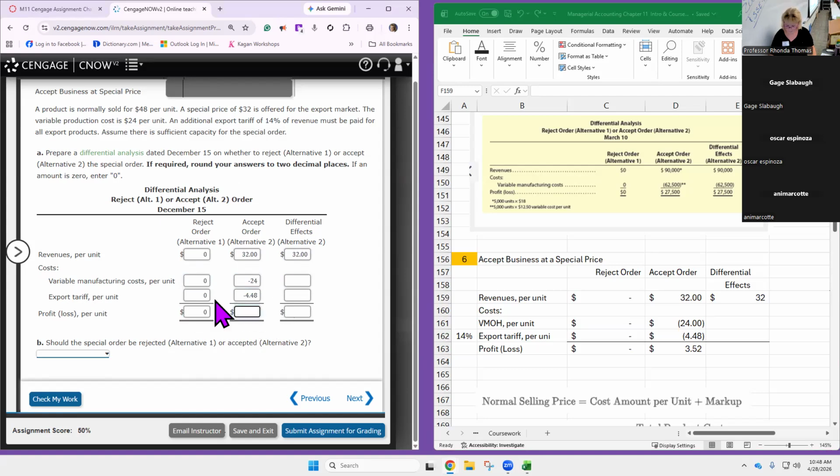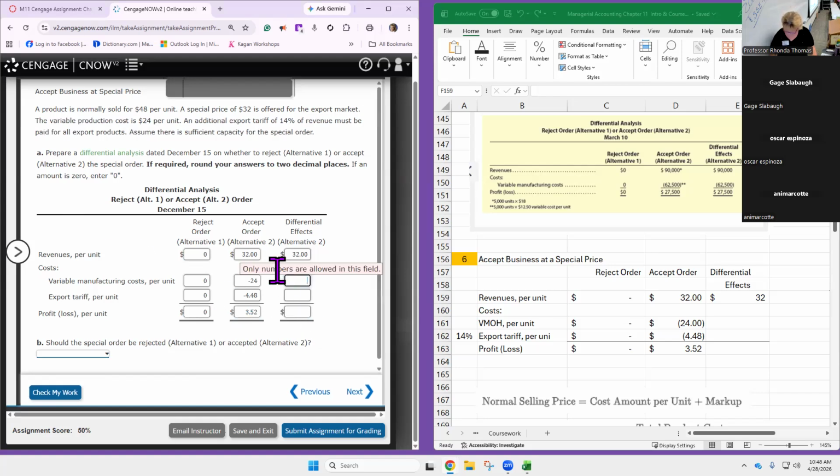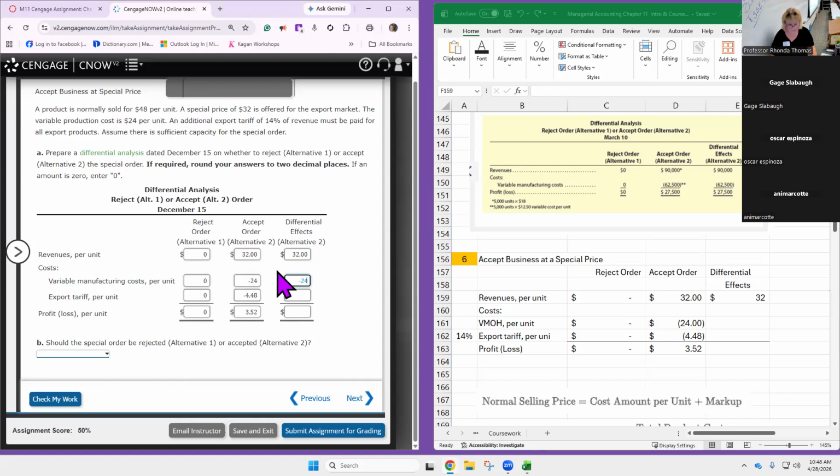And then down here we've got a profit of $3.52, and then we have a negative 24 and a negative 4.48. And so this number just happens to be the same. Basically, whatever you calculate here as accepting the order, if this is 0 or greater, it would be up to you, the business, to decide.